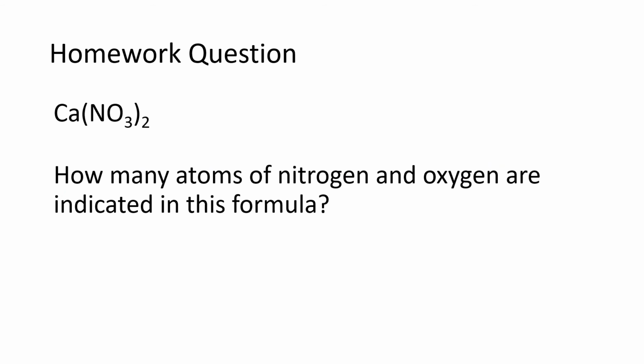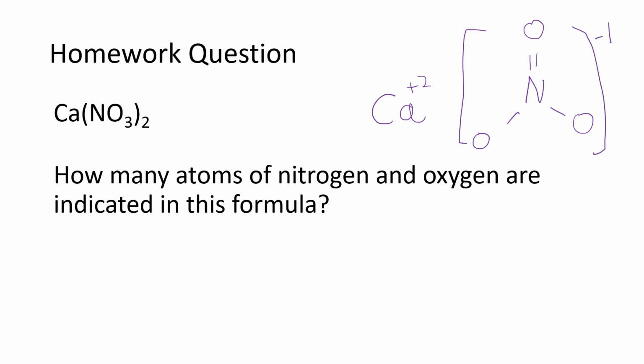One of your homework problems also throws in a formula where something is written in parentheses like this. What this really is indicating is the formula for an ionic compound. And if we were to sketch out what this looked like, you would have a calcium ion that has a +2 charge on it, and then you would have a nitrate ion, which looks something like this. And overall, this cluster of atoms has a -1 charge, and then that subscript of 2 that's outside of the parentheses means that there are 2 of those nitrate ions.